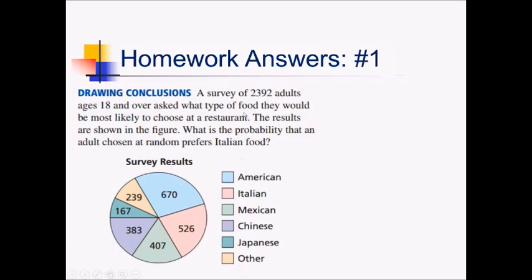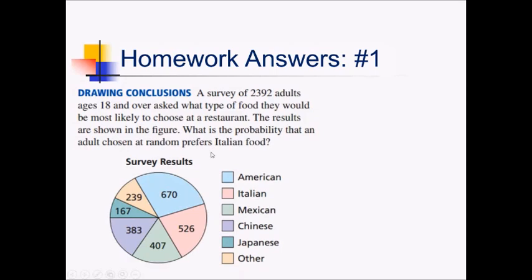For this one, we had a survey of 2,392 adults, and we want to know what kind of food they're likely to choose at a restaurant. The results are down in this figure here, this pie chart. So we want the probability an adult chosen prefers Italian food.